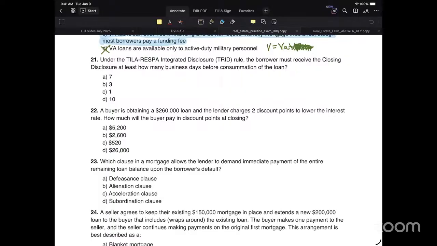So, under TRID, the borrower must receive the closing disclosure at least how many business days before consummation of the loan? Is it A, 7 days, B, 3 days, C, 1 day, or D, 10 days? How many days do you have to receive the CD before closing?